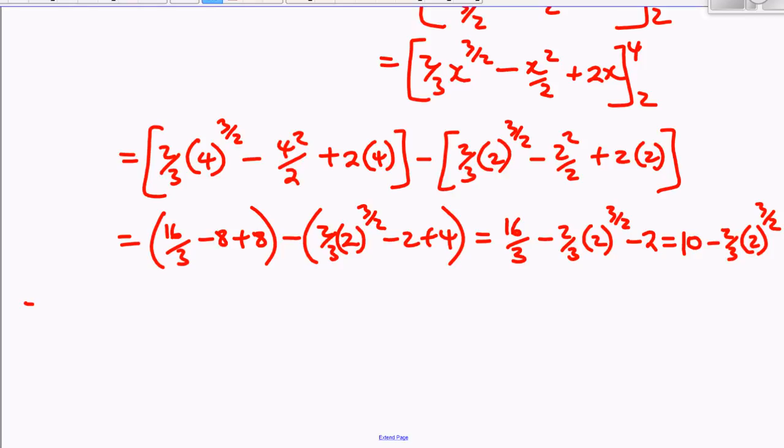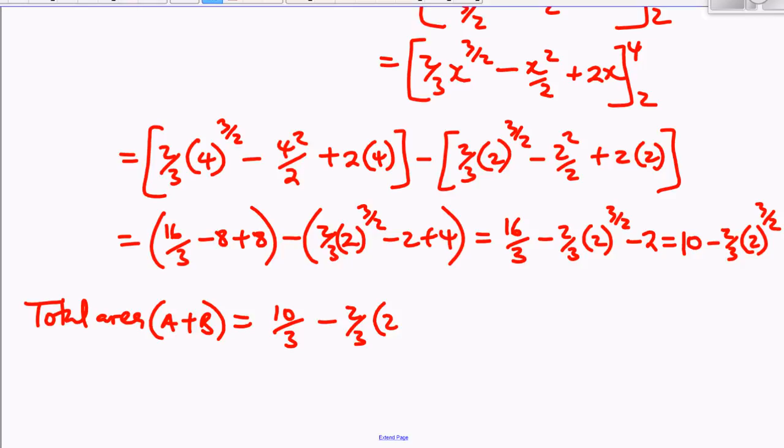So the total area will be the sum of both of these: 10 over 3 minus 2 over 3 to power 3 over 2 plus 2 over 3, which is the area of A, which gives us 10 over 3. That is our final answer. Okay.